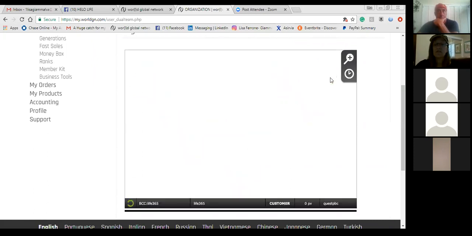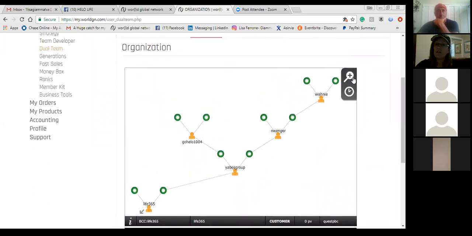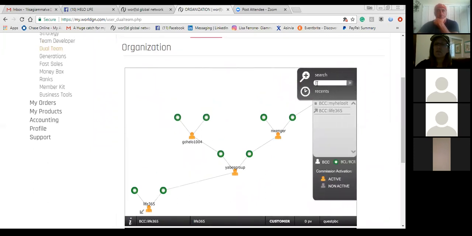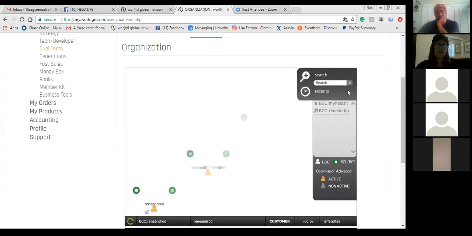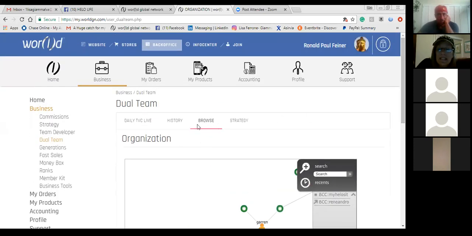If I click here, this goes to the bottom, and it opens up a new window of all the people that are above. Now, if I want to search anybody, you just go like this. If I want to search the person that just did a return, and I want to see what's going on here, I'll just put their name in, and I'll click enter. It'll take me to that person, and I'll see who they were sponsored by, right? And that they returned their Helo. Very simple. So this is called the browse button. This is where you visually see everybody.